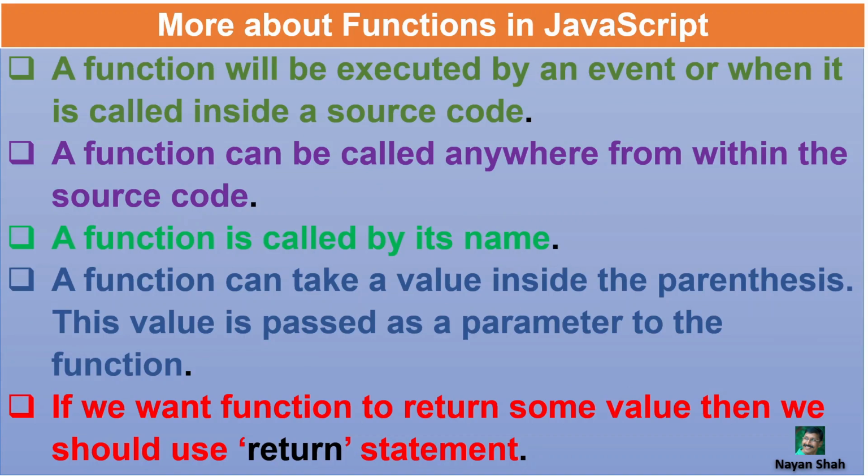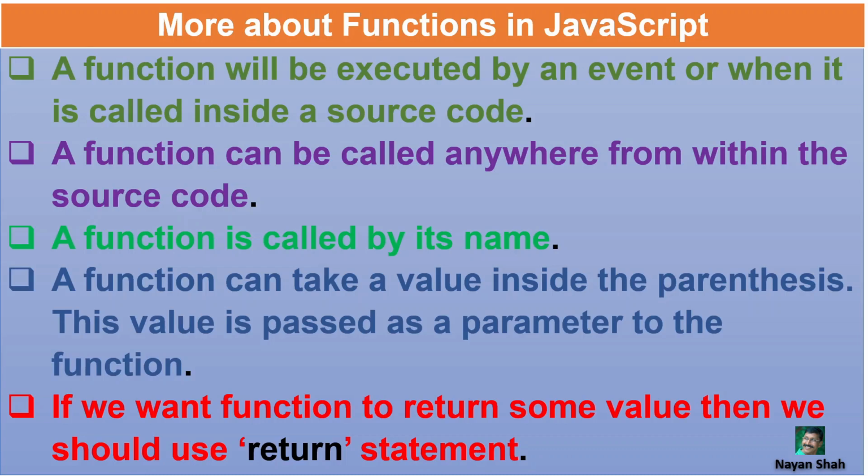If we want a function to return some value, then we should use a return statement. So if you feel that the function which you are writing, when you are calling that function and sending some parameters to it, you also want that function to return something as an output, either true or false or some value, then we should use a return statement. We will see this practically also.